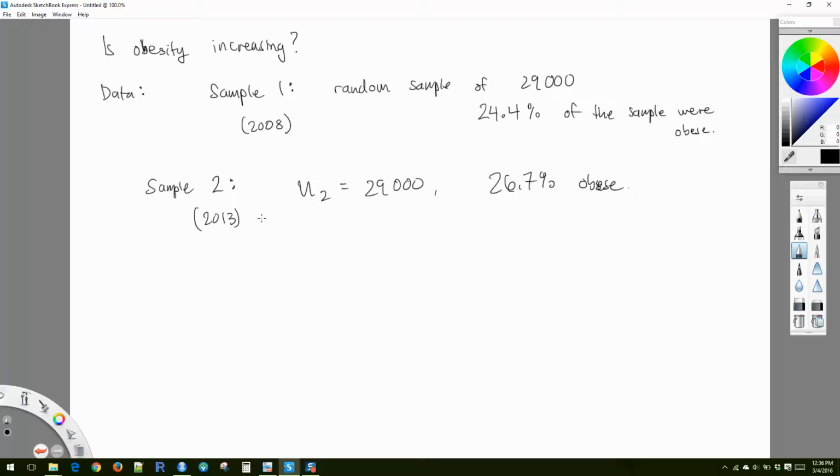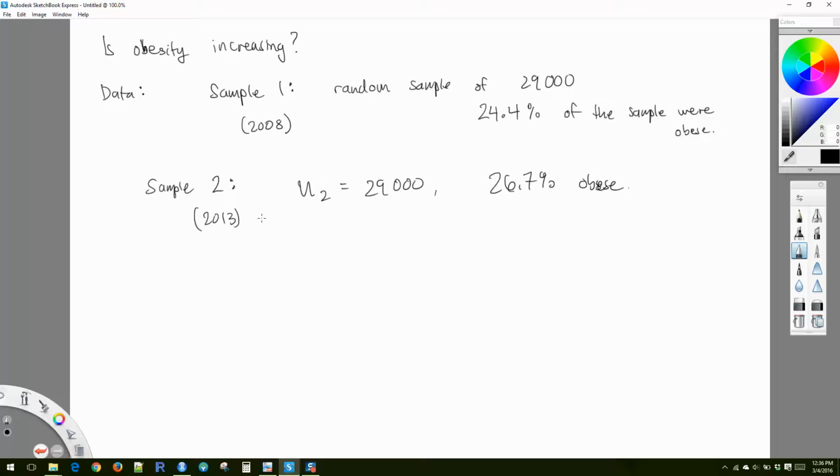So the question is, in 2008, my random sample showed 24.4% of people were obese. 5 years later, I took another random sample, proportion 26.7% obese. The question now is, do these samples say that in the population, the proportion of obese people has actually changed? Or could it be that when I took random samples, I just happened to get different proportions? What do you guys think?